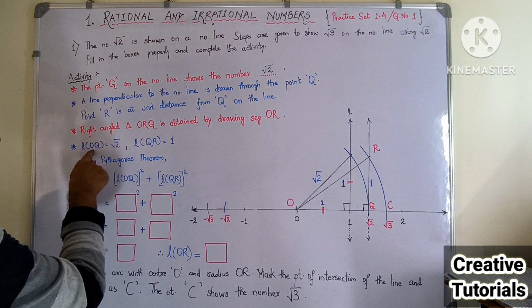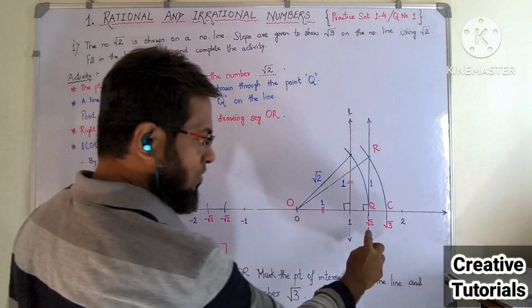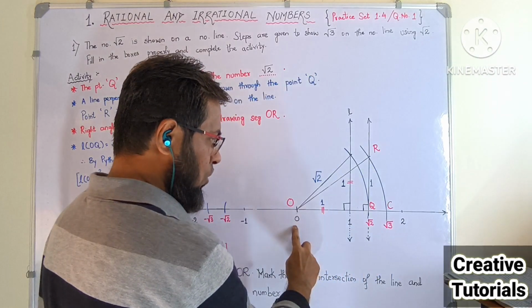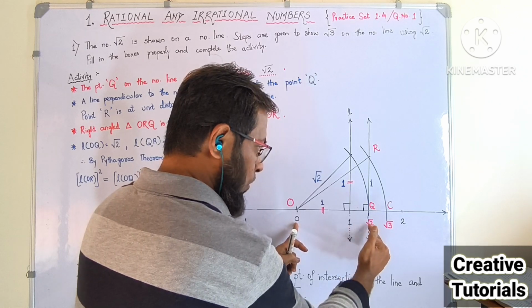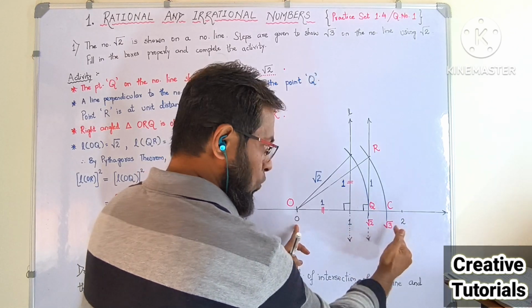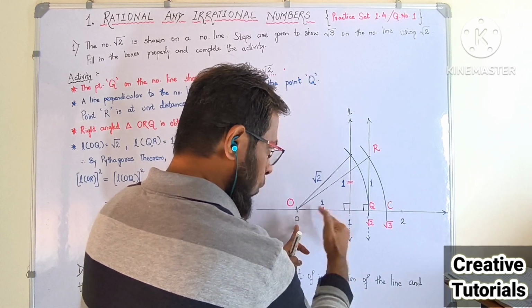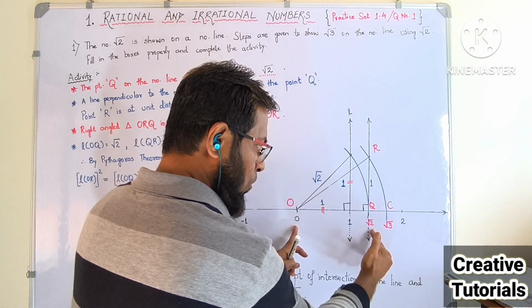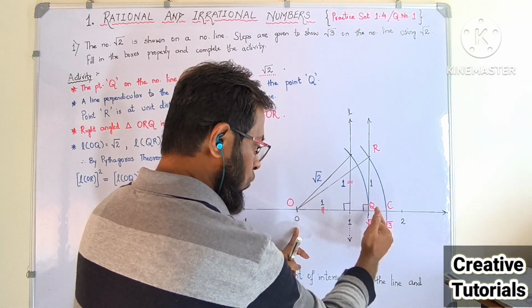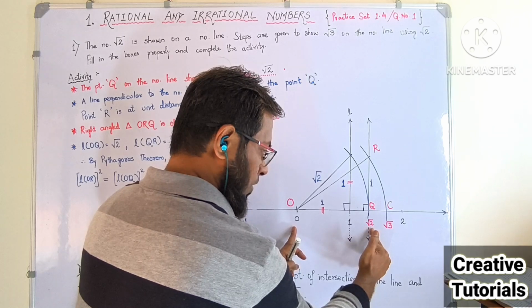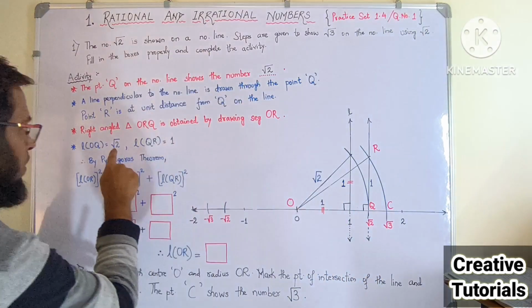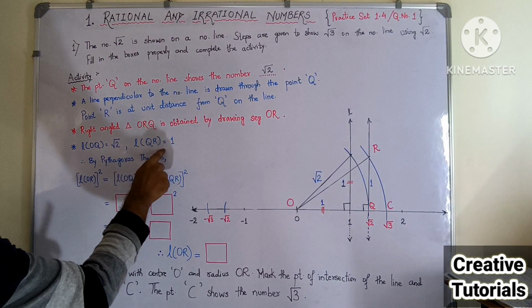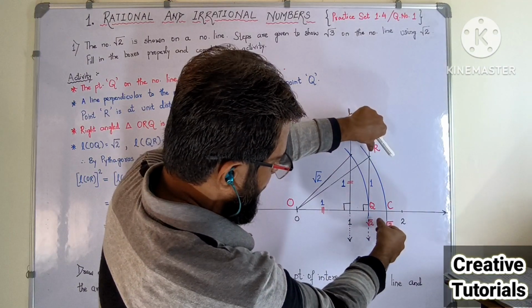Now length OQ is root 2. See, this is root 2 being given to you. This is 0. So from 0 to 1, this is 1. From 0 to here, it is root 2. From 0 to here it is 2, correct? So OQ is from O to Q, from 0 it's up to here. So this is root 2. So it's given to us. Length QR is 1. Length QR is this much.